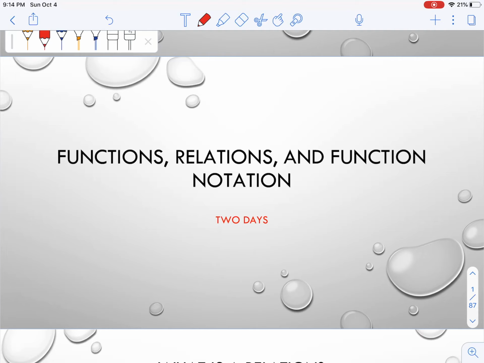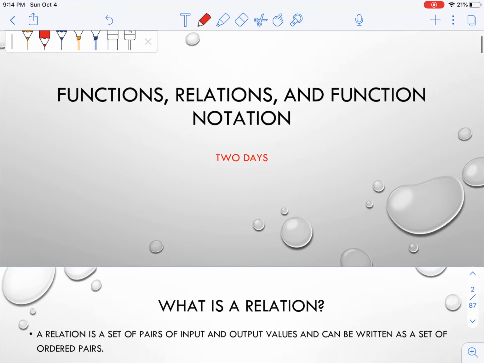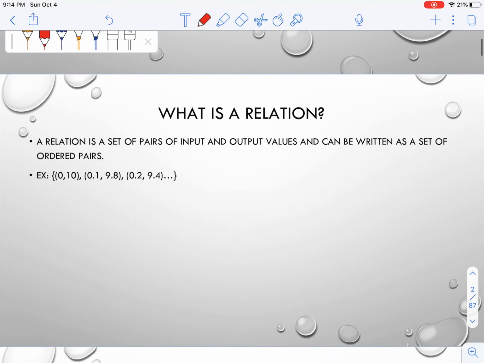All right, so the next thing that we're going to take a look at is functions, relations, and also a review of function notation. So we're actually going to cover a couple of sections here. It's going to be 2.1 and 6.6. So let me first start with what is a relation.